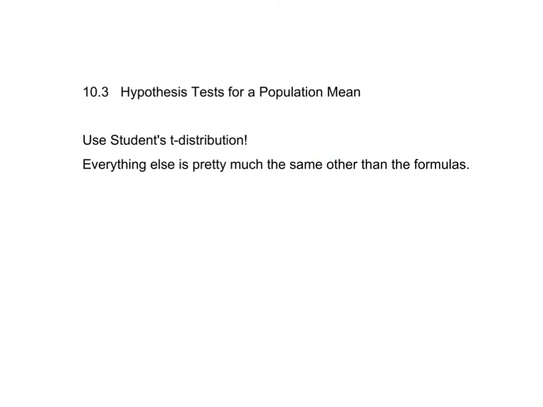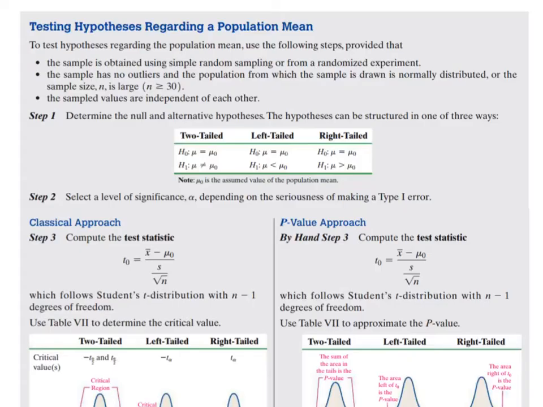And by that I mean the procedure. Write down the null and alternative, what type of test it is, left, right, or two-tailed. All of those steps are the same, just slightly different formulas, and the t-distribution. Here we see a big giant slide of information. This is the same as it was in the previous section. It's on page 450, 451 in your textbooks.